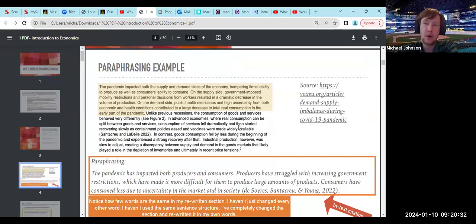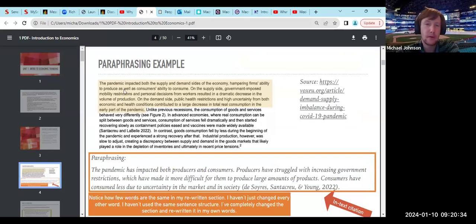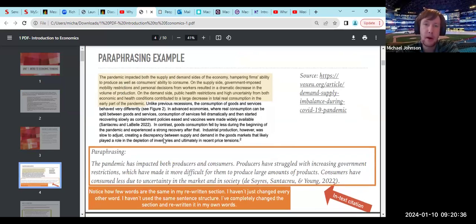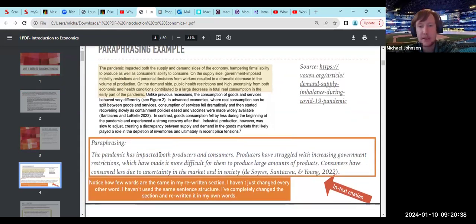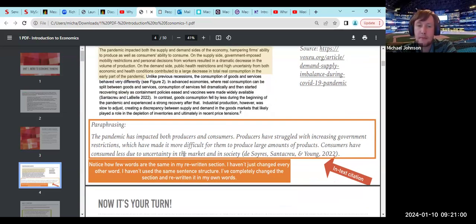For a paraphrasing example, you can paraphrase this paragraph by saying: the pandemic has impacted both producers and consumers. Producers have struggled with increasing government restrictions, which have made it more difficult for them to produce large amounts of products. Consumers have consumed less due to uncertainty in the market and society. So this is the in-text citation. In this case, they summarized it very well.